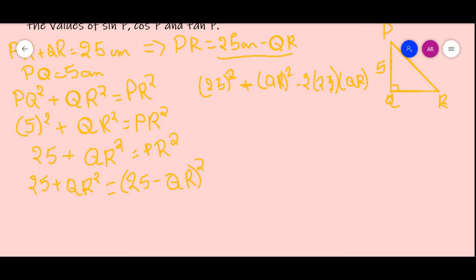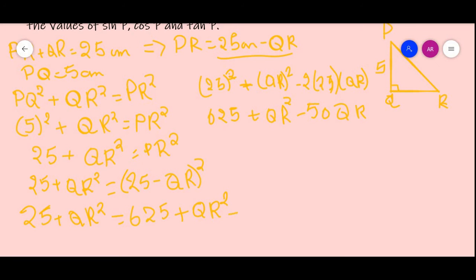So we'll just try to simplify. 25 square is 625, and then it's QR square minus 25 into 2, we can write it as 50, so it's going to become minus 50 QR. Alright, so now we'll just write it over here. So it's going to become 25 plus QR square will be equal to 625 plus QR square minus 50 QR.